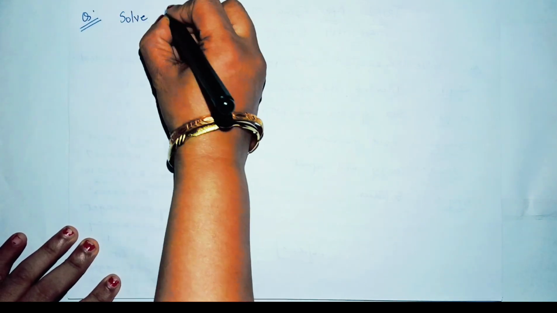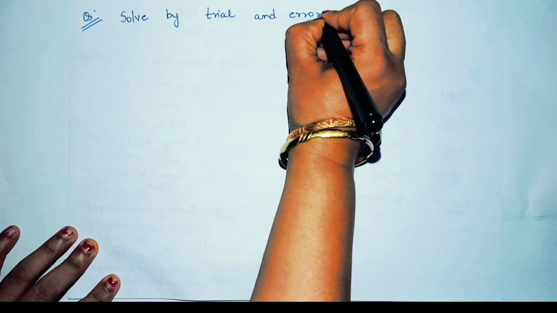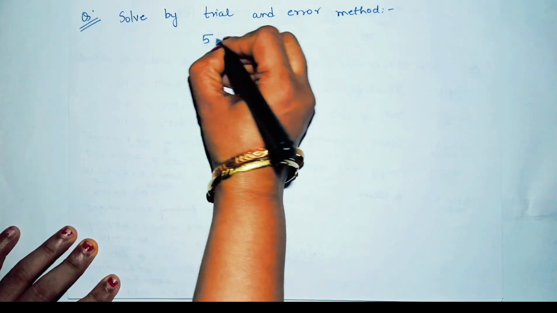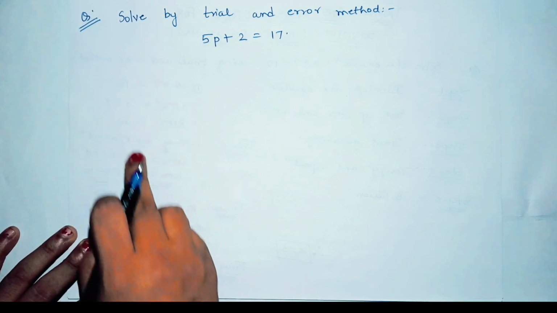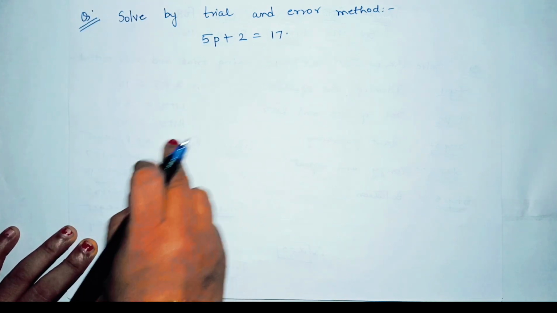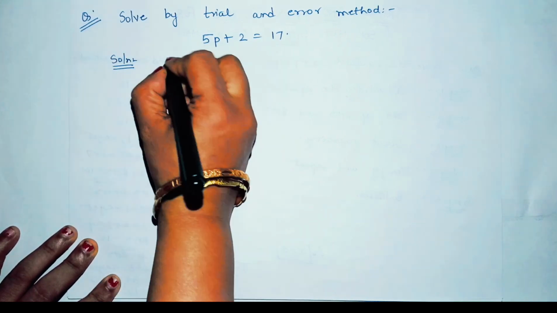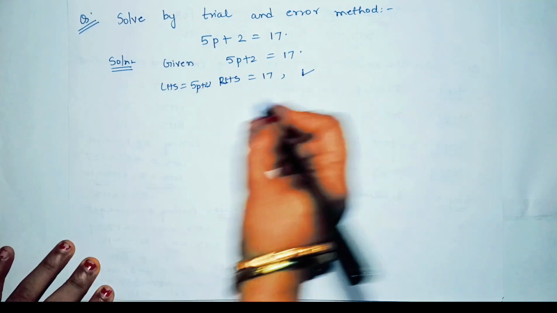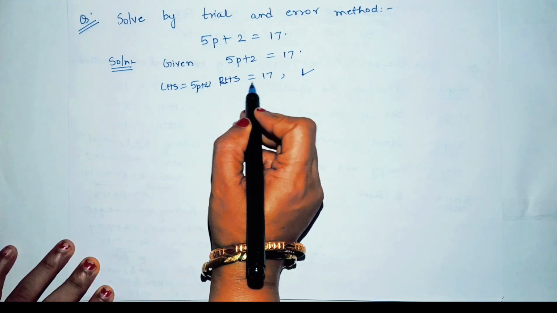Next sum. The question says solve by trial and error method the given equation. And what is the given equation? 5p plus 2 equals 17. So just recollect all those 5 steps. What is step 1? Identify the equation. So the given equation is 5p plus 2 equals 17. Step 2, LHS equals 5p plus 2, RHS equals 17.